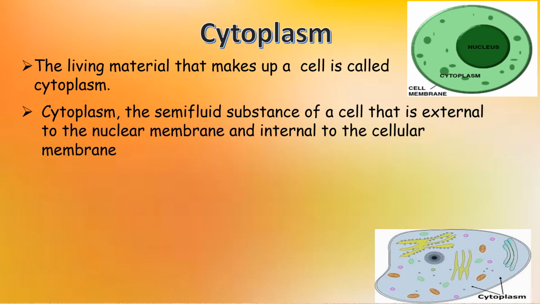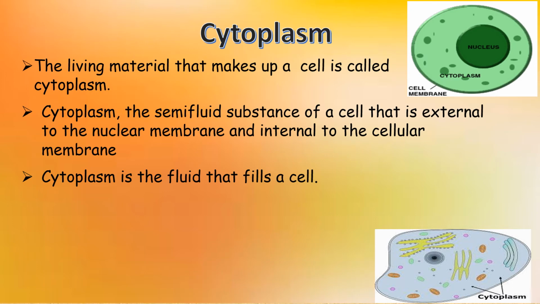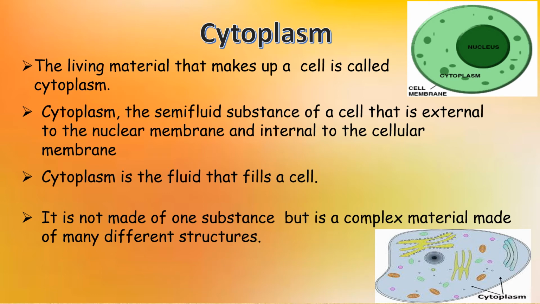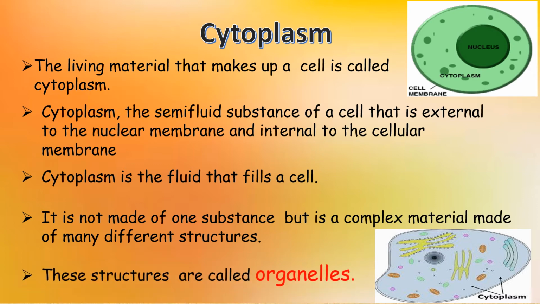Cytoplasm is the semi-fluid substance of a cell that is external to the nuclear membrane and internal to the cellular membrane. Cytoplasm is the fluid that fills a cell. It is not made of one substance, but is a complex material made of many different structures. You can see many of these structures under an ordinary light microscope. An electron microscope has much higher magnification and can show the details of these structures. These structures are called organelles.